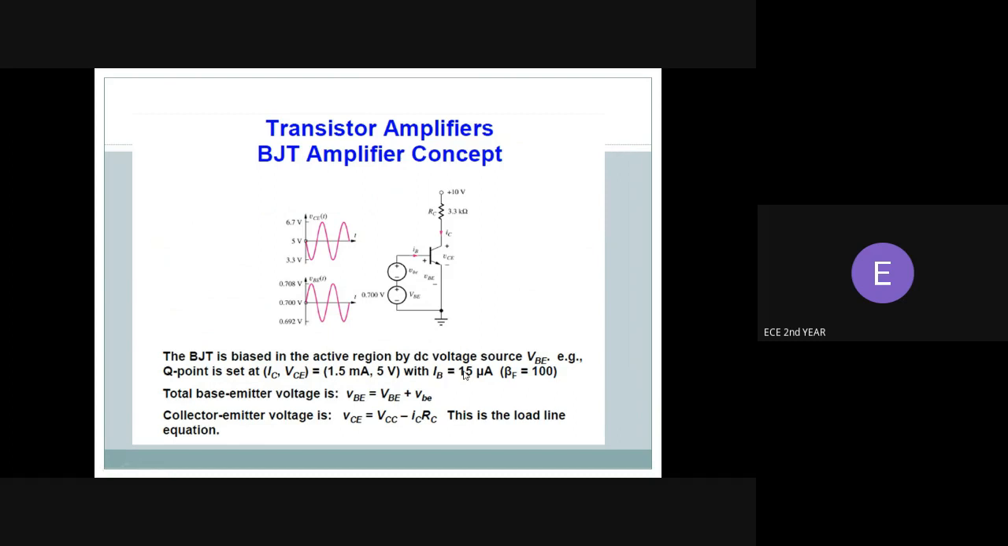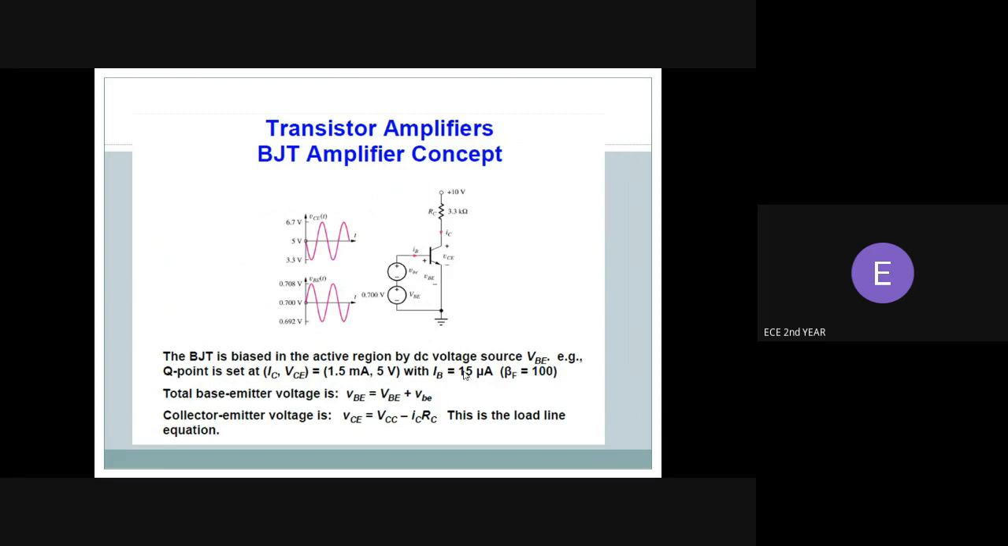Here you can see the BJT amplifier concept. Here the BJT is nothing but an NPN transistor. It is given a bias, and then through the base the input is given to the circuit. So the BJT is biased in the active region by DC voltage. In the example, we want to set IC, with VC equal to 5 volts, with IB equal to 15 microamps and beta equal to 100.